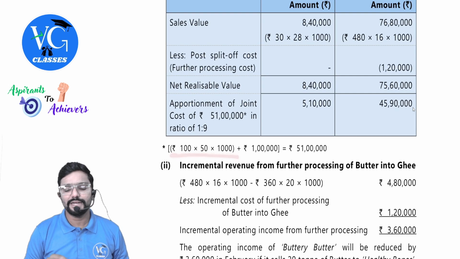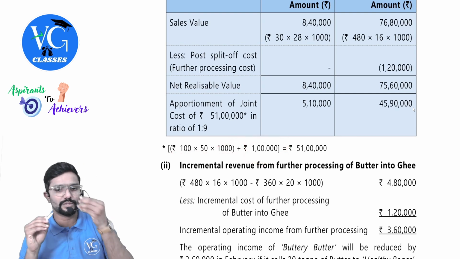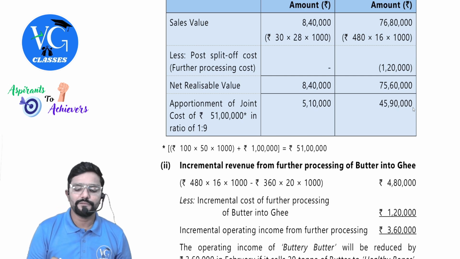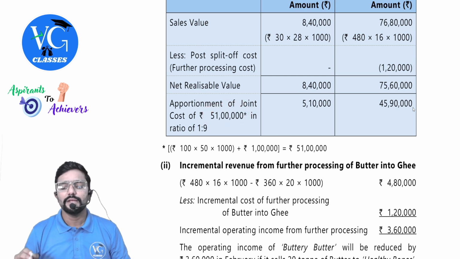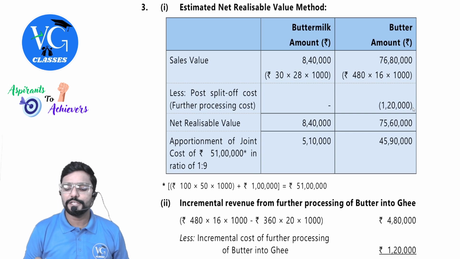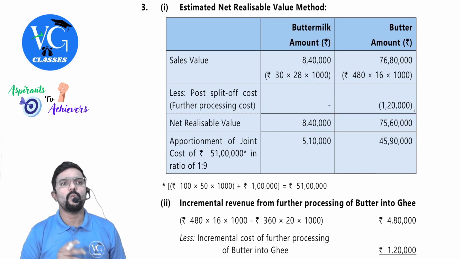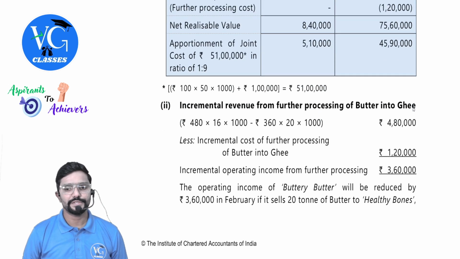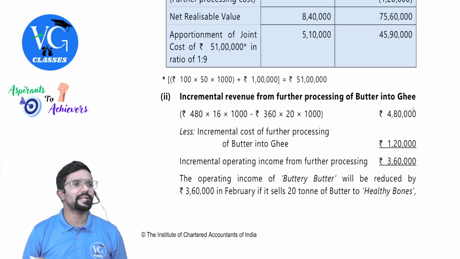So this is the first part. In the second part, they have told conversion cost 1 lakh. We have taken together. So now that 51 lakh, I am splitting it between buttermilk and butter in the ratio of net realizable value. Okay, so coming to the second part, incremental calculation.